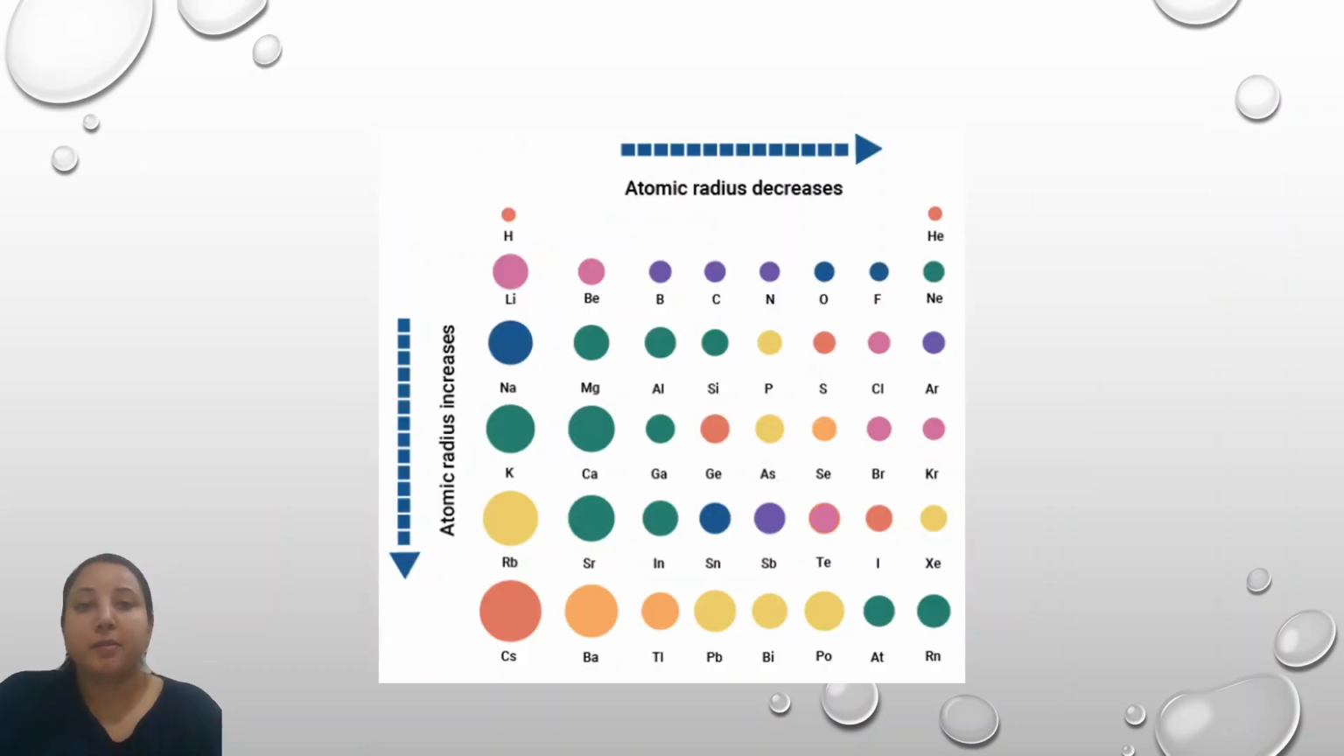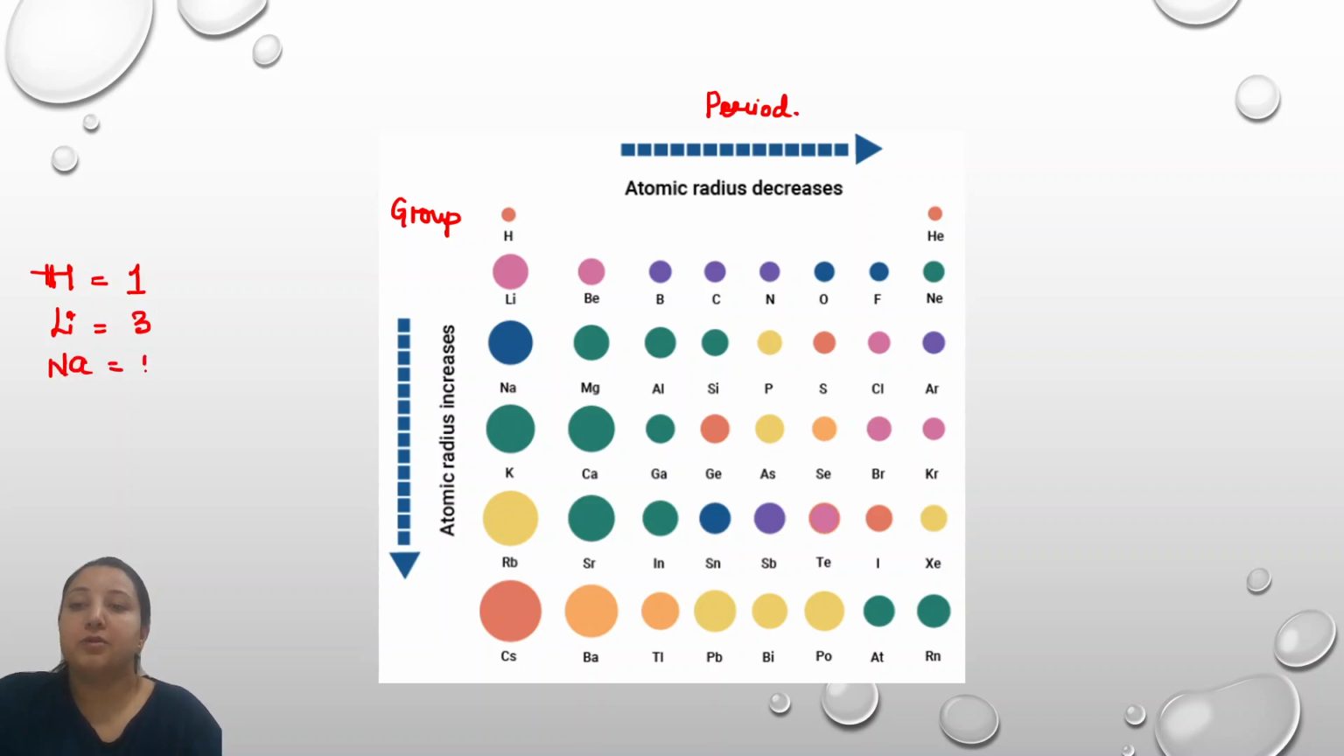Now let's talk about the trend. When we are talking about top to bottom, we are talking about the group. And when we are talking about left to right, we are talking about the period. Now, moving top to bottom, the atomic radius increases. Now, what is the reason behind it? If we look at hydrogen, its atomic number is 1. Lithium, its atomic number is 3. Sodium, its atomic number is 11.